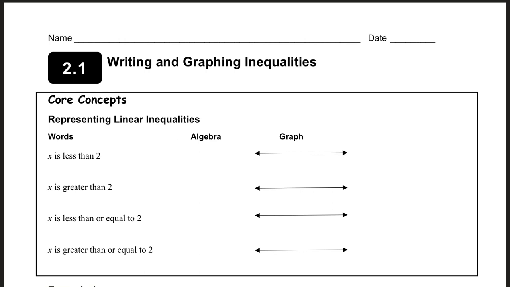Hello, let's do our 2.1 notes today, which is writing and graphing inequalities. In the core concept box that you see here, we have some words, we have some algebra, and then we are going to make a graph. So let's look at the words. X is less than 2. Another way that we will see this is, instead of "X is less than," sometimes you might see "X is fewer than."